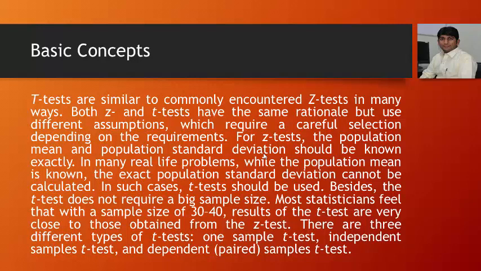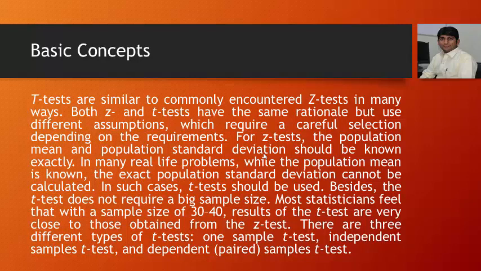when you are examining blood samples, which have a variety of ranges for different tests, it is possible to know the population mean, but it is not possible to find out the exact population standard deviation. So in such a scenario, where the population standard deviation cannot be calculated exactly, we go for the t-test.